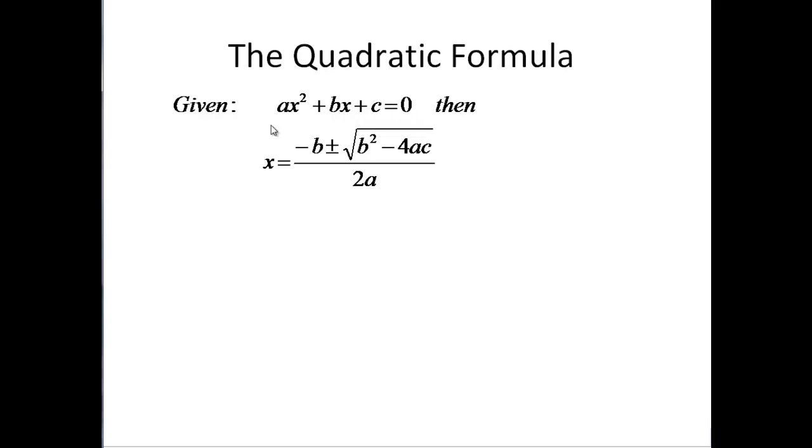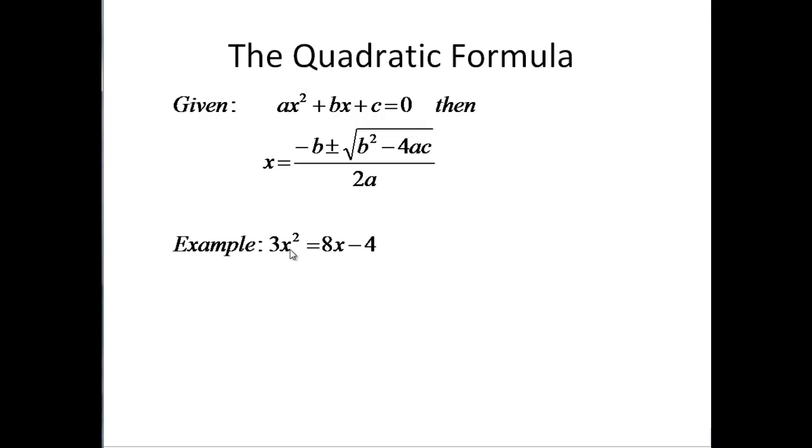If you have it in that form, x has to equal negative b, b being this whole middle term, the sign and the number, plus or minus the square root of whatever this whole middle term is, squared minus 4, the first coefficient, the constant, divided by 2 times the leading coefficient.